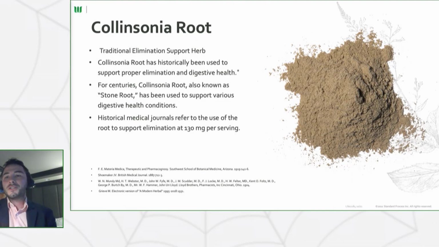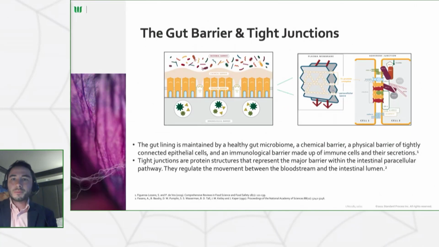Collinsonia root is a good example of an herb that is a root that has a very high amount of fiber. It's about 45% fiber on average, and that's been used traditionally for its elimination support.